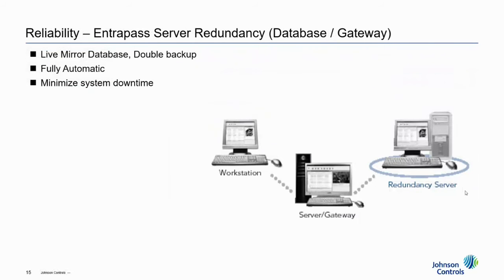Then in terms of reliability, for KANTECH, compared to other products, the redundancy is created by ourselves. We do not rely on any third-party products to do the redundancy. In terms of redundancy, we have two types. We have the database redundancy, which is the Entrapass server redundancy. We also have what we call gateway redundancy.